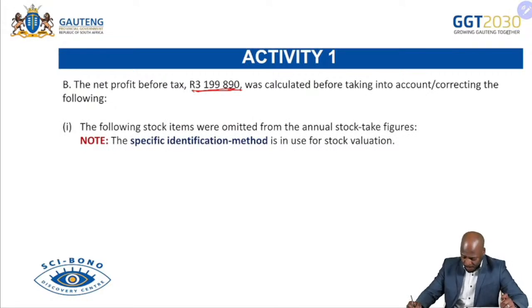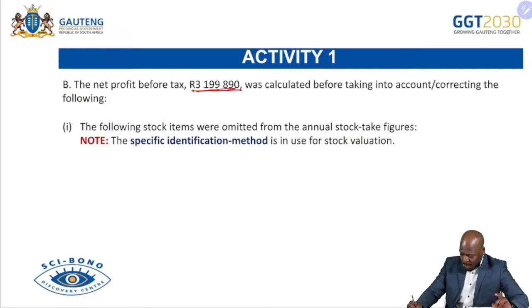The first one, number 1, the following stock items were omitted from the annual stock take figures. And then they say, note, the specific identification method is in use for stock valuation. In other words, it tells you that you cannot prepare for paper 1 and not also look at your inventory valuation methods. As you can see here, we have the specific identification method. I've seen in another paper where they also have the FIFO method. In the other one, they had the weighted average method. So that means you need to know these methods before you can come for your paper 1.